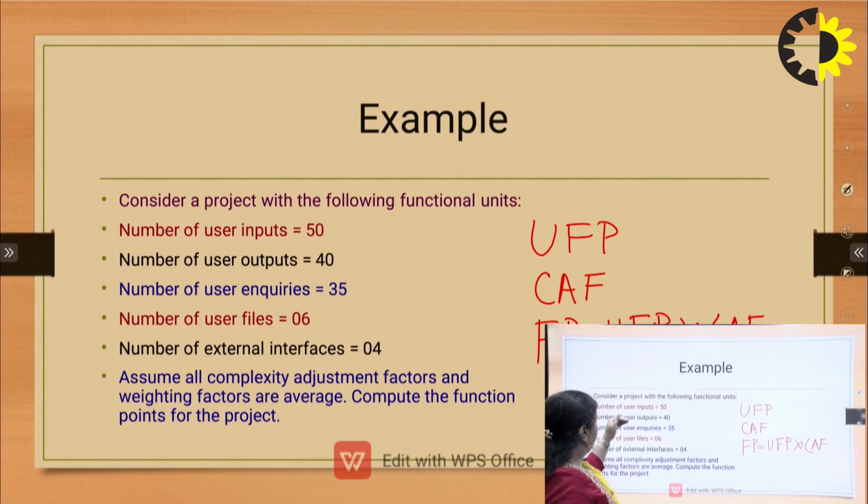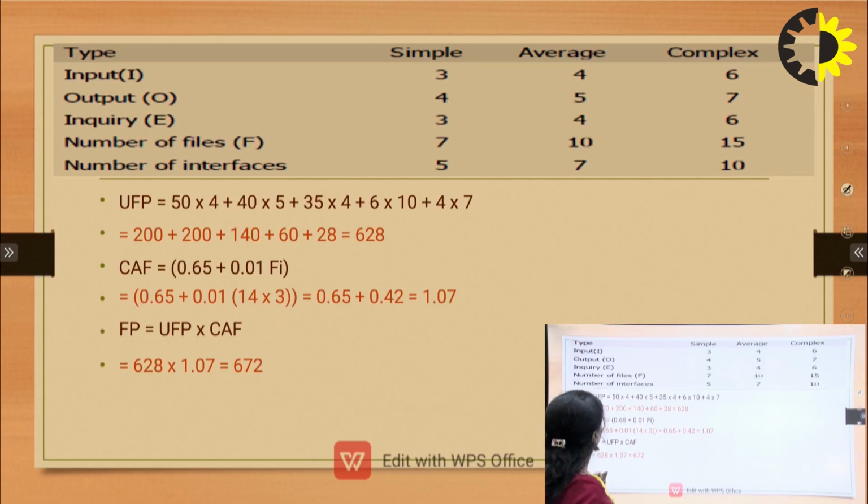That is, for all these inputs, outputs, all my functional units, from that particular table which we had already discussed, we will be considering the average part. And we have to consider all the complexity adjustment factors. That means all the 14 Fis I have to consider, and on the scale that is average. So let's see how to compute it. For convenience, I have put this table over here, which is a standard table. So now I am computing my UFP.